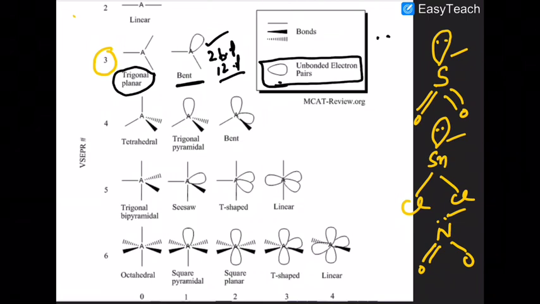Are you sure about that? I am repeating once more. If there are three electron pairs, and out of these three, two are bond pairs and one is a lone pair, then you have a bent structure. Are you sure?